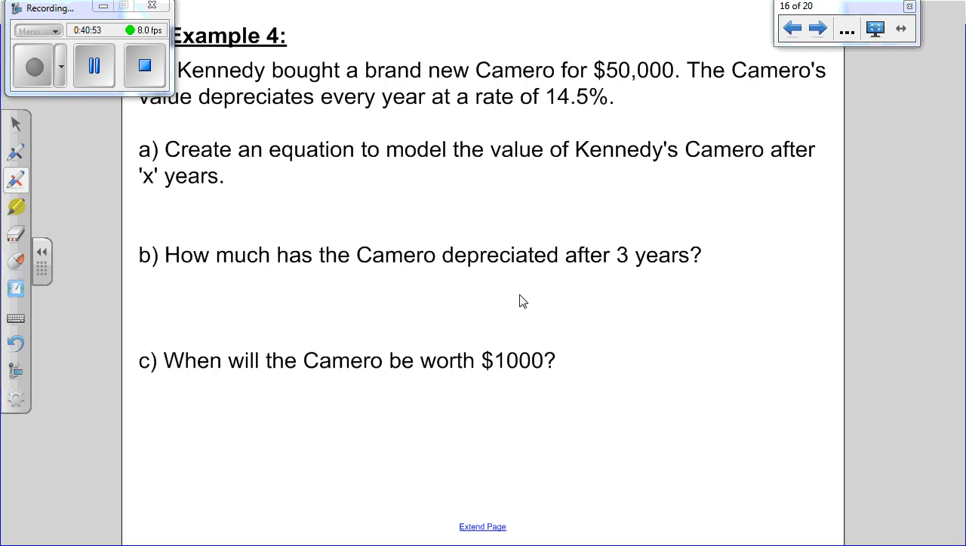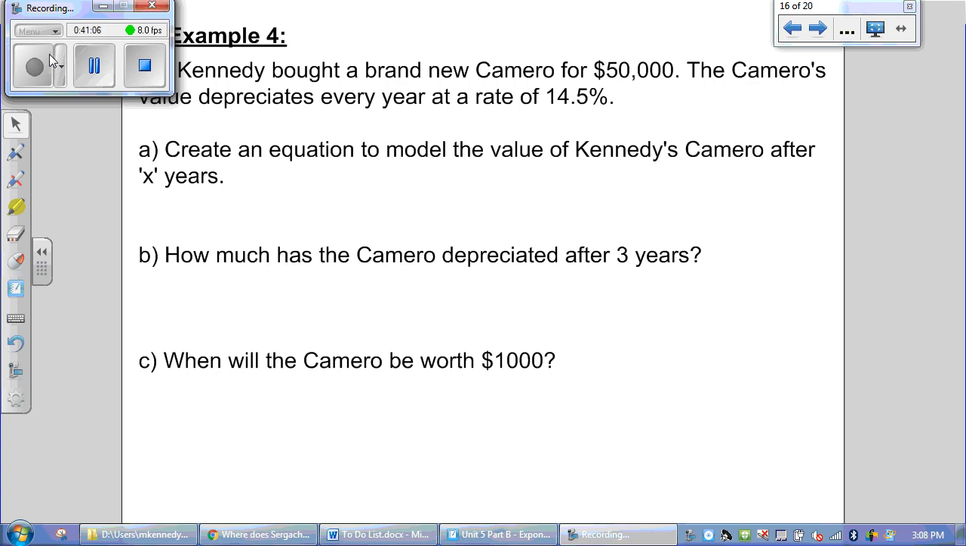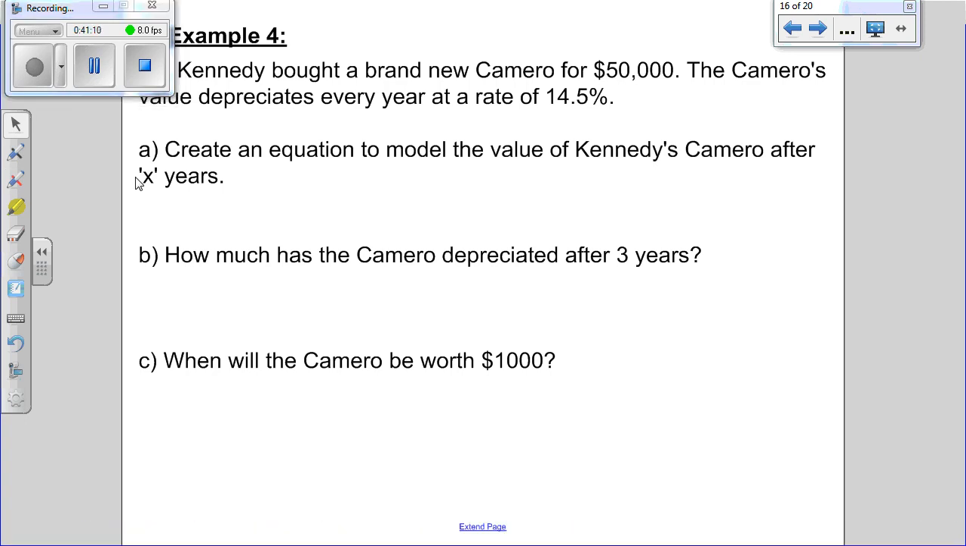Which is our first decaying question. This is the value of a car. So Mr. Kane bought a brand new Camaro for 50 grand. The Camaro's value depreciates every year at a rate of 14.5%. So I'm no longer gaining money, I'm losing money. So my graph should look like this instead of like this. So this is going to be a different looking graph. This is called depreciation or decaying, depending on the situation.